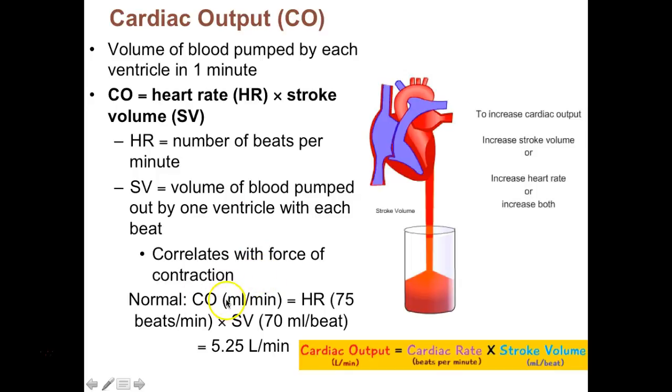So our cardiac output is going to be our heart rate, which typically is going to be about 75 beats per minute, and stroke volume, which a normal one is going to be 70 milliliters per beat, and that gives us a normal cardiac output of 5.25 liters per minute.